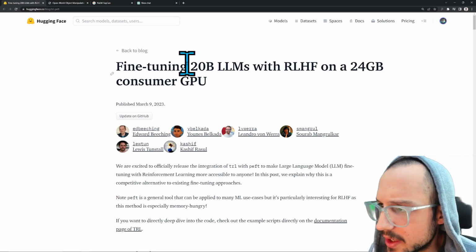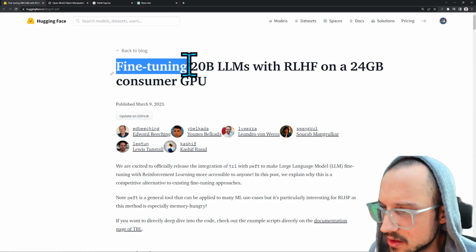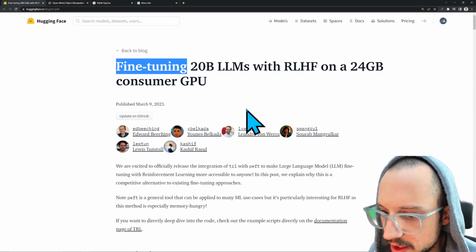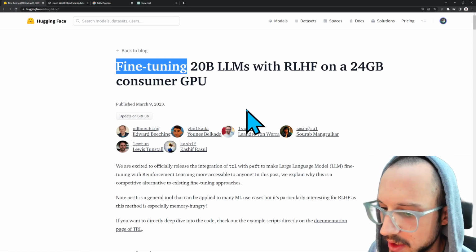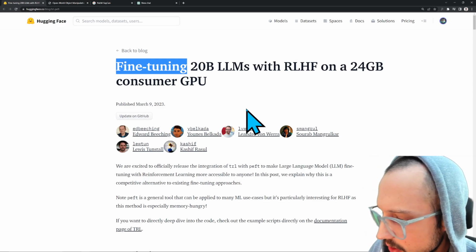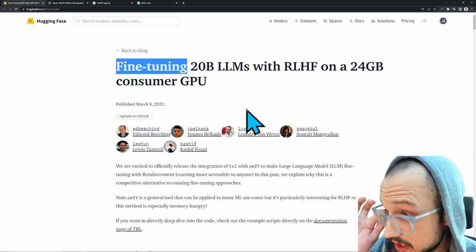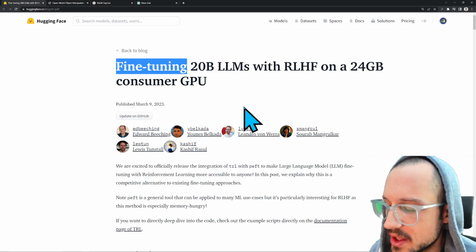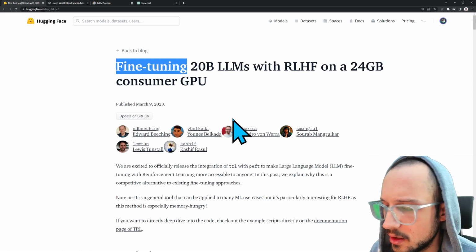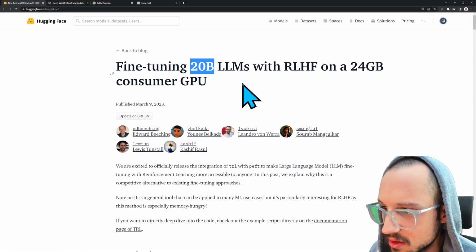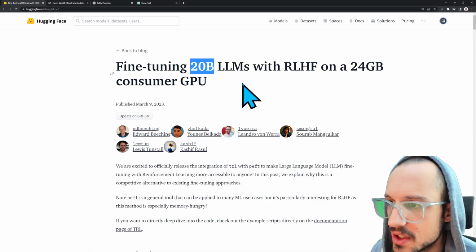So let's get started. Right here in the title, fine-tuning. This is the process of taking a machine learning or deep learning model that has been trained for a long time on a data set, and then training it for a little bit longer on a different data set, right? So fine-tuning is within the sphere of training machine learning models. 20B refers to the fact that there's 20 billion parameters. Machine learning models have different sizes.